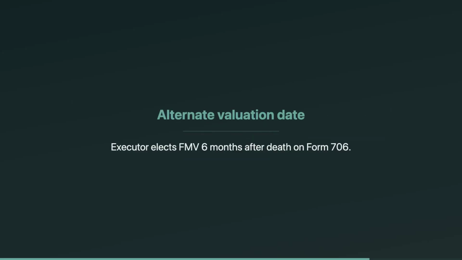Now the curveball, the alternate valuation date. For estate tax purposes, the executor can elect to value the estate 6 months after death, but only if it lowers both the estate value and the estate tax. If that election is made on Form 706, the beneficiary's basis generally becomes the FMV on that 6-month date, not the date of death value. This is tested a lot because it changes the basis number you pick.